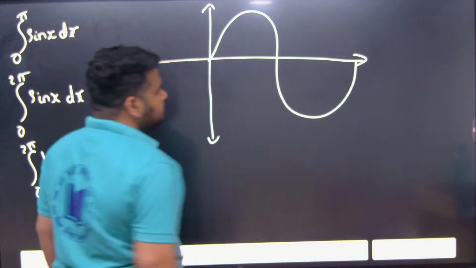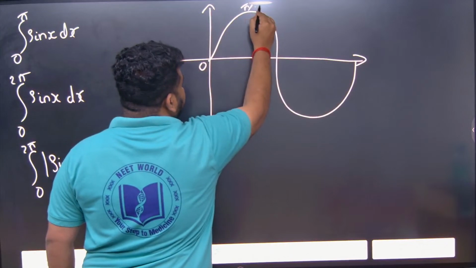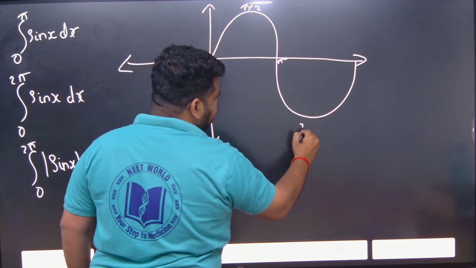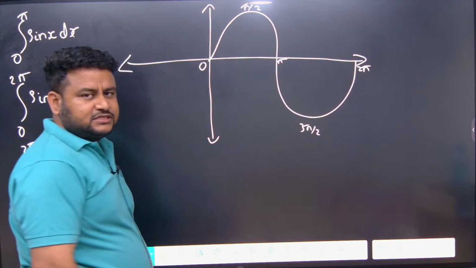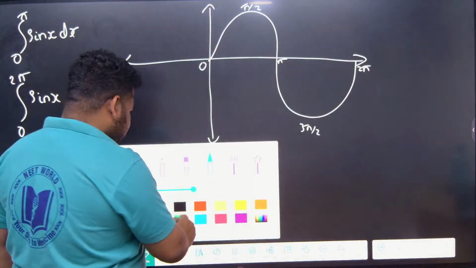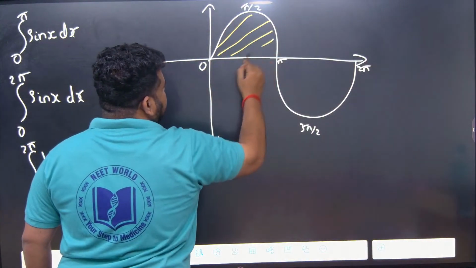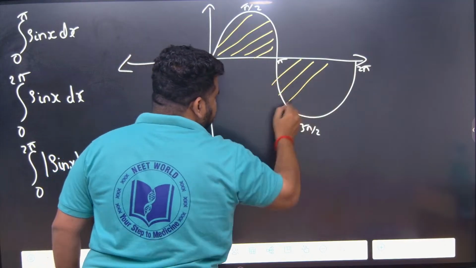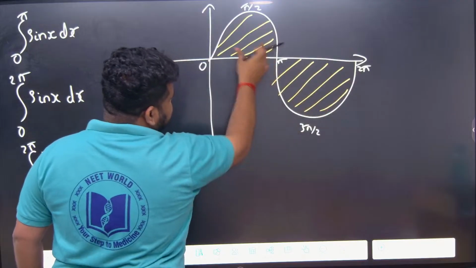If you see this, this will be 0, this will be pi by 2, this will be pi, this will be 3 pi by 2, and this will be 2 pi. Now if I shade this region, and also this region, this is an uphill and this is a downhill, an inverted hill.